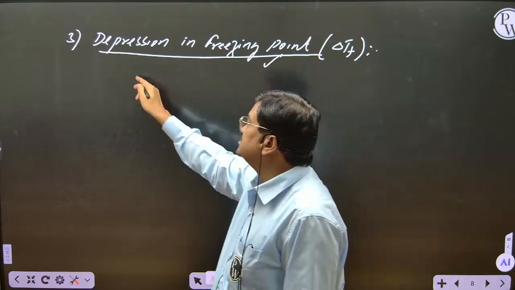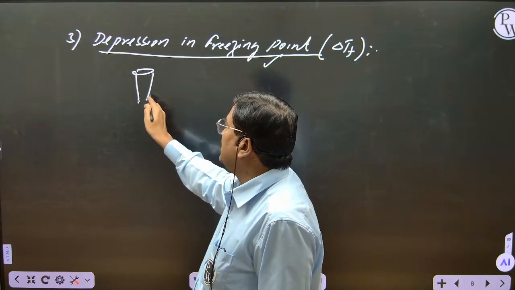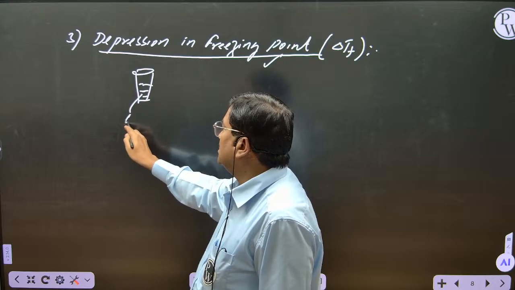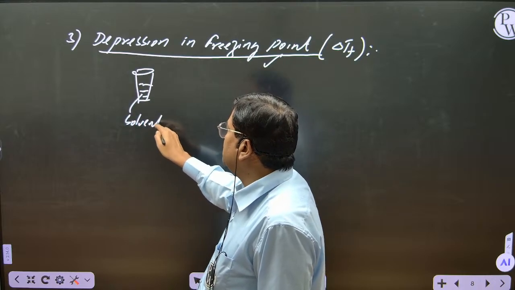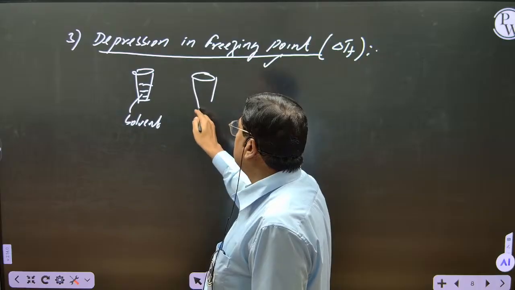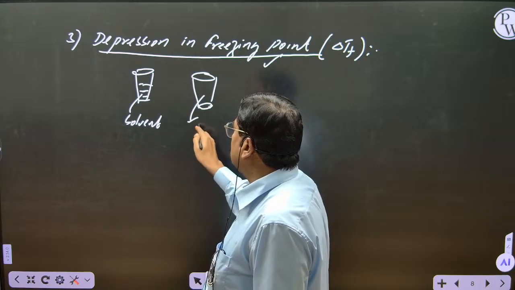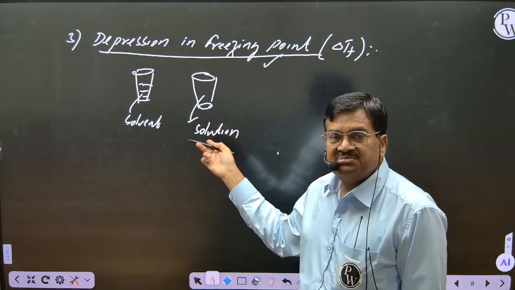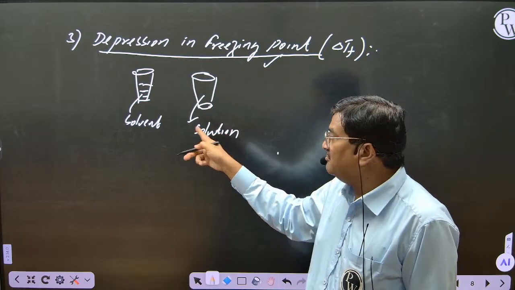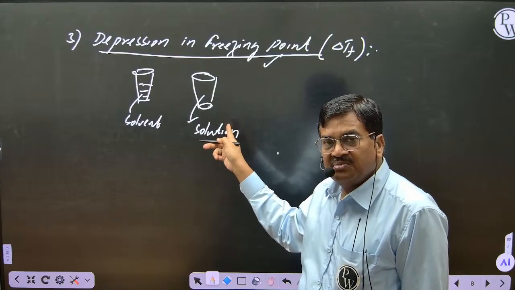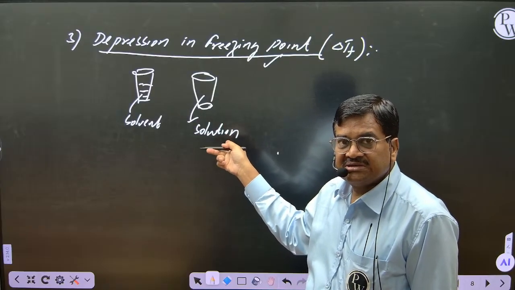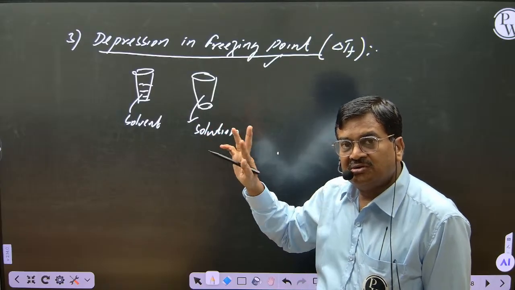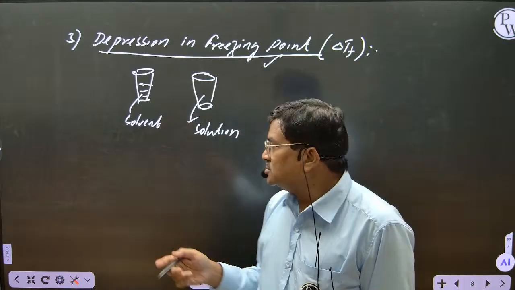Now what is this depression in freezing point? Suppose this is the solvent, and into this solvent I am adding solute, so it becomes a solution. When we compare the freezing point of solution, it gets depressed. That means the freezing point of solvent will be more, whereas the freezing point of solution will be less. Getting the idea? Just opposite to boiling point. So here make a note.